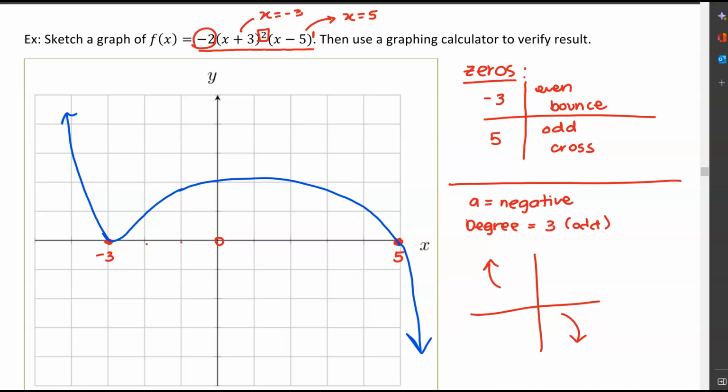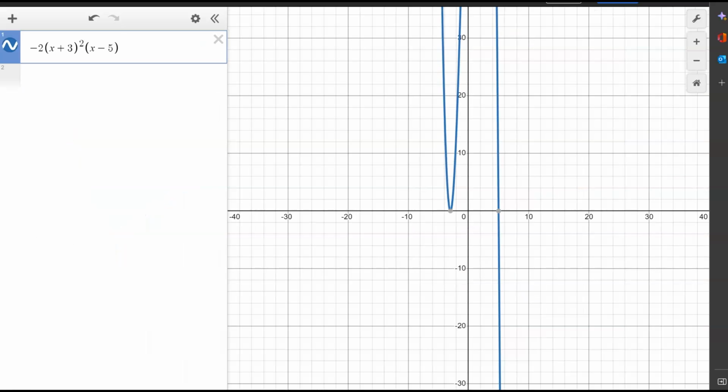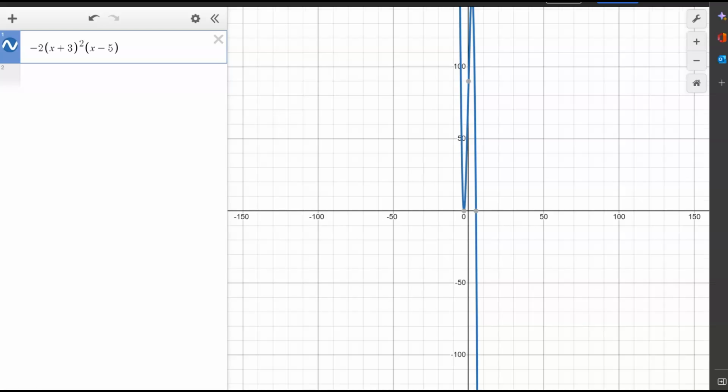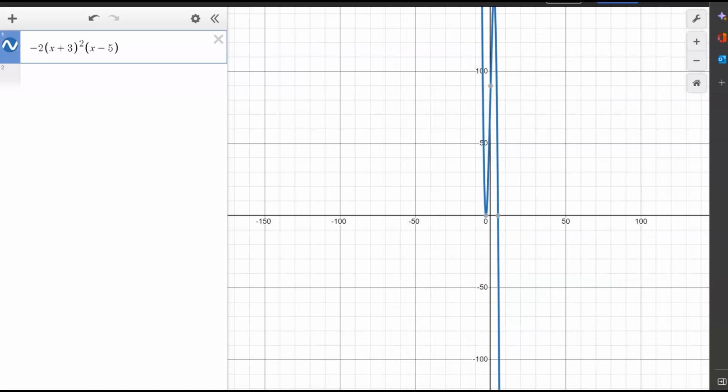So this is kind of what the graph should look like based off of the different facets of the polynomial equation. Let's take a look at Desmos and go ahead and check out the graph. Alright, so here's the graph. We can see if we can fix this window a little bit.